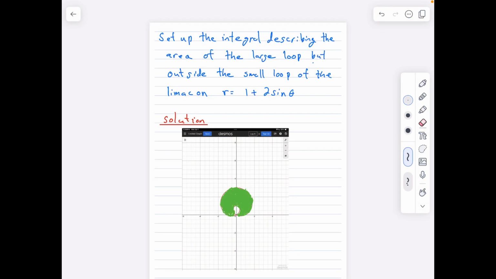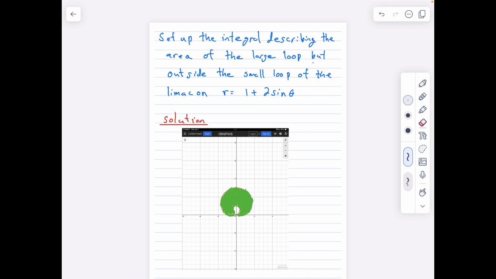Hello everyone. So today we have the following problem. Set up the integral describing the area of the large loop, but outside the small loop of the limacon r equals 1 plus 2 sine theta. Sometimes we say find the area outside the inner, inside the larger, something along those lines. And we're looking for the area in green that you see.